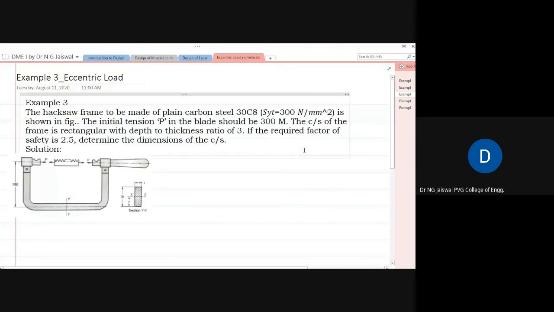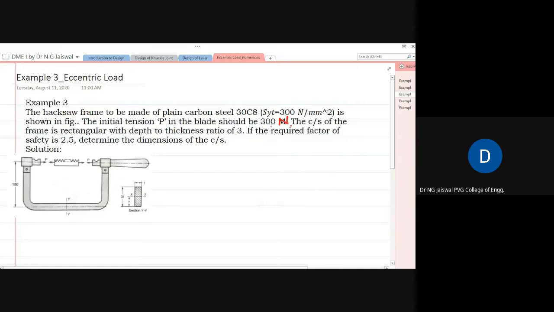Next one is this one. A hacksaw frame is given. SYT is mentioned as 30. I'll read the complete sentence. A hacksaw frame is to be made of plain carbon steel 30C8, for which SYT is given as 300 Newton per mm square. The initial tension P in the blade should be 300 Newton. This is wrong, this is 300 Newton.